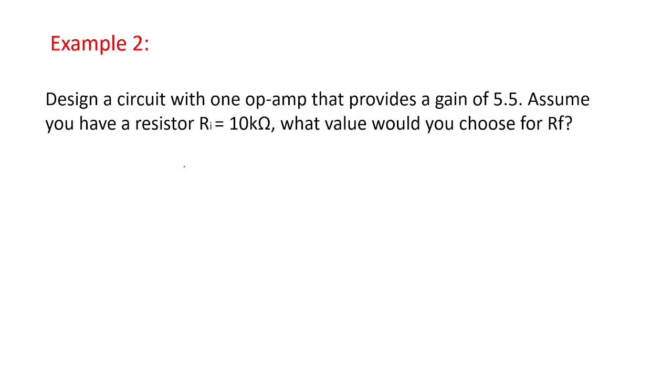In this example, design a circuit with one op-amp that provides a gain of 5.5. So here again, you can see gain of 5.5 means positive gain. Positive gain, circuit will be non-inverting. Assume you have a resistor Ri, that is the input resistor, 10 kilo ohm. What value would you choose for Rf?